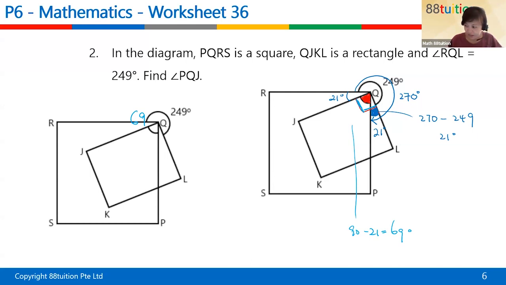Now, where is my 270? Here, can I say this is 90 degrees? Then from here to here is 360 minus 90 degrees, which equals 270. That's where you get 270 there. Okay?